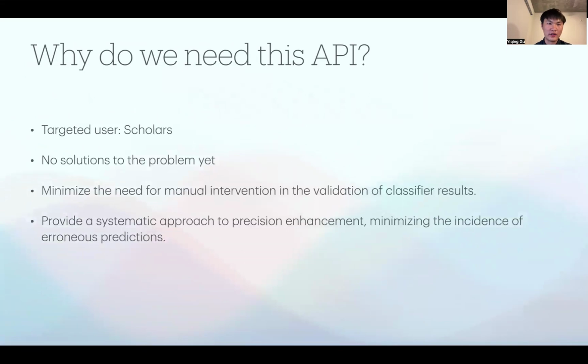Why do we need this API? Our target users are scholars working on machine learning. This problem in machine learning hasn't been solved for a long time. We would like to offer an initial solution. And then we would like to minimize the need for manual intervention in the validation of classifier results and provide a systematic approach to precision enhancement, minimizing the incidence of erroneous predictions.